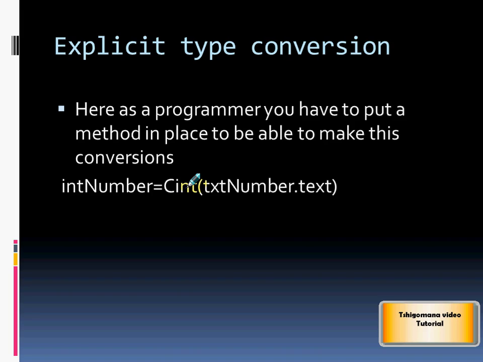In other words, whatever is inside the text box is going to be converted by using the conversion method, that is convert to integer, which is CInt. There are many conversion methods that you can use, and that is what we call explicit type conversion.